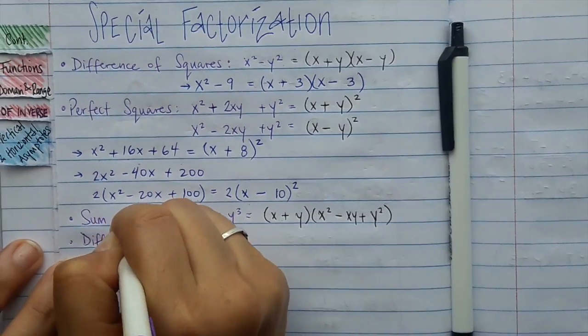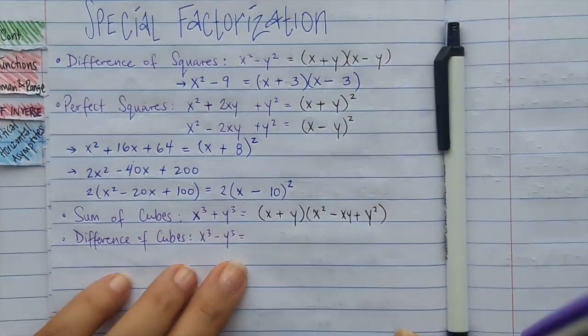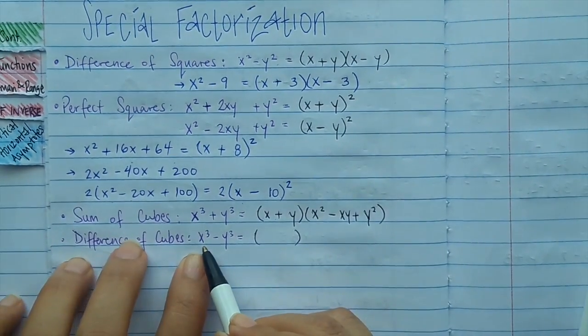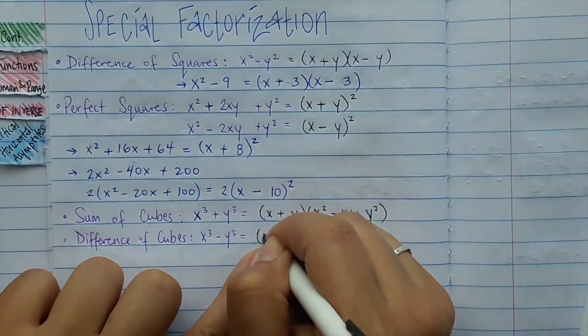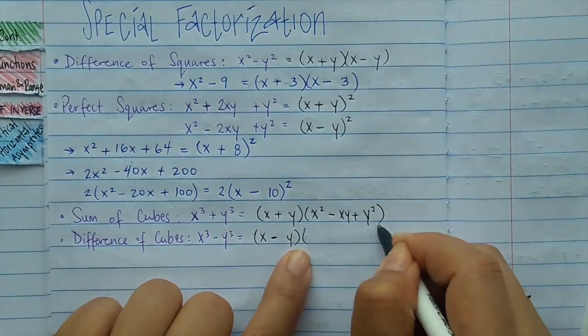Alright, the same thing for difference of cubes, only it's the other way around. So x cubed minus y cubed. Again, take the cube root of the first thing, which is x, the cube root of the second thing, which is y. Keep the sign the same right here. And then use this to find the second one.